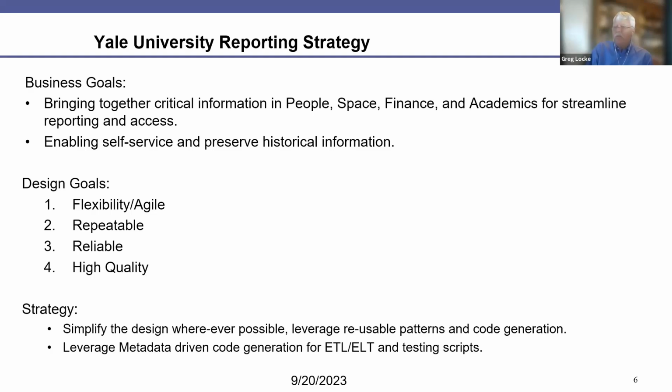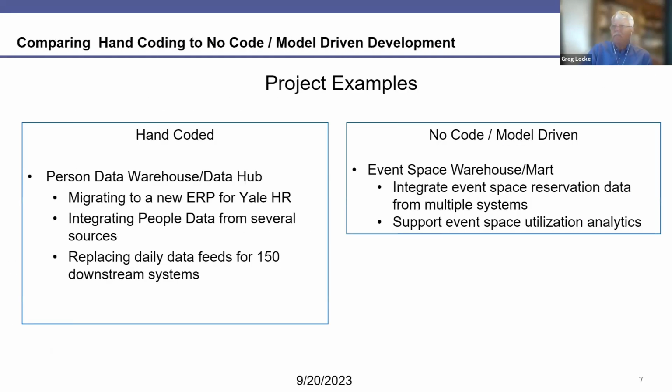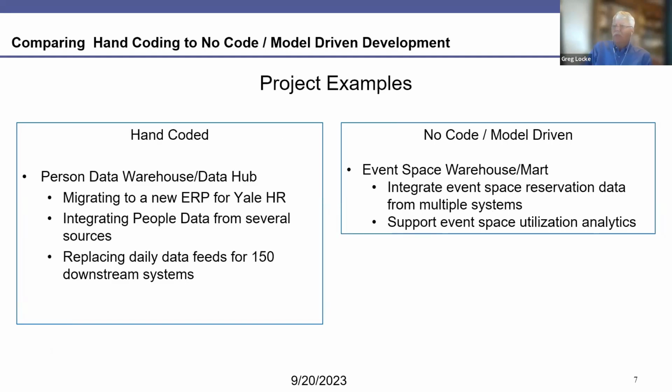Next, I'll share 2 warehouse development projects for a side-by-side comparison. On the left, we built our first DataVault warehouse by hand using the strategy previously mentioned, and we used Talend for data extraction and loading. The purpose of the Person Warehouse Data Hub is to simplify data sharing with 150 downstream applications and support several real-time API services. This warehouse contains detailed history on over 300,000 persons associated with the university today.